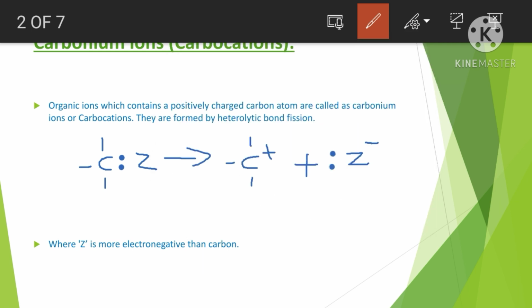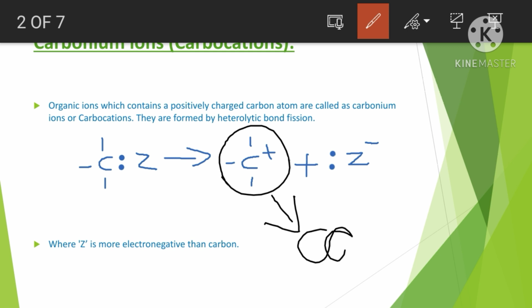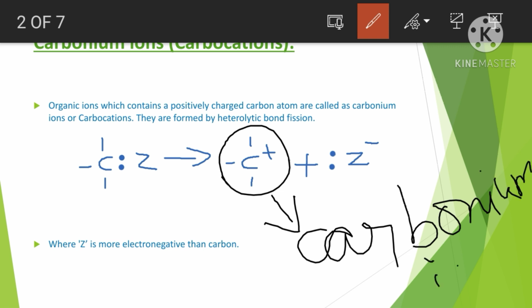That's why this carbon atom is called a carbonium ion, or carbocation. Carbo means carbon, cation means the ion which contains positive charge. That's why carbonium ion or carbocation means the carbon atom which contains positive charge in an organic molecule, in organic reactions, in organic ions.